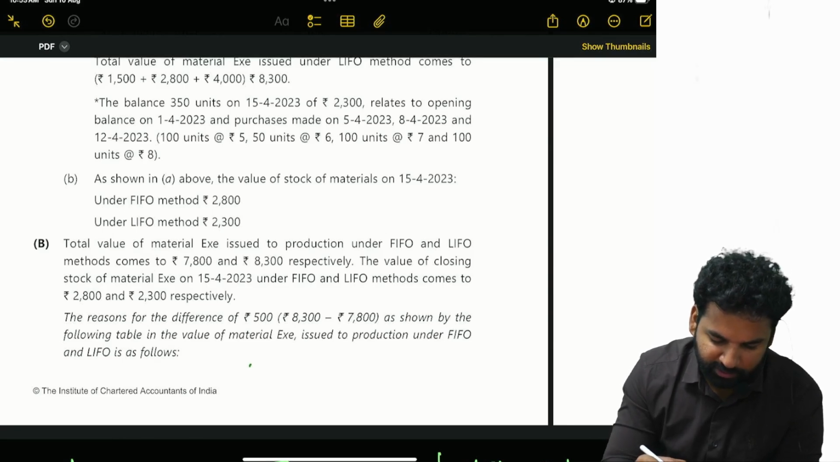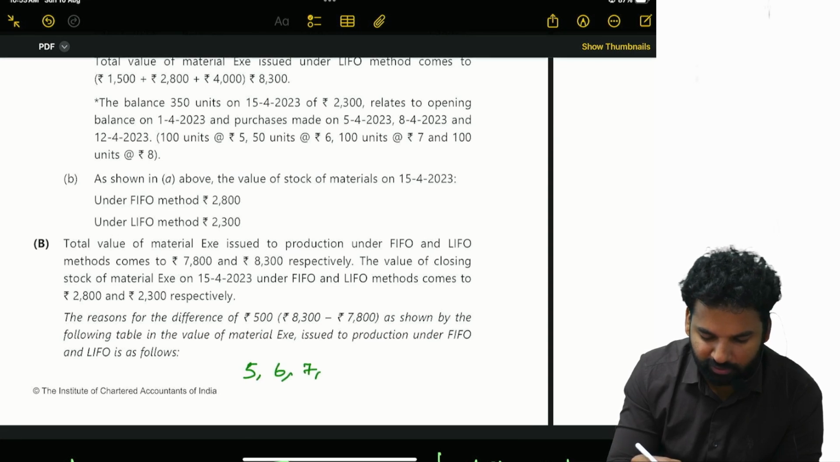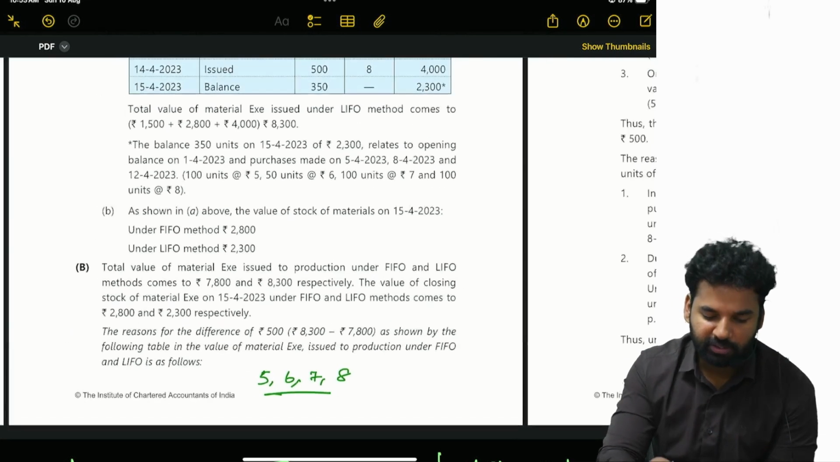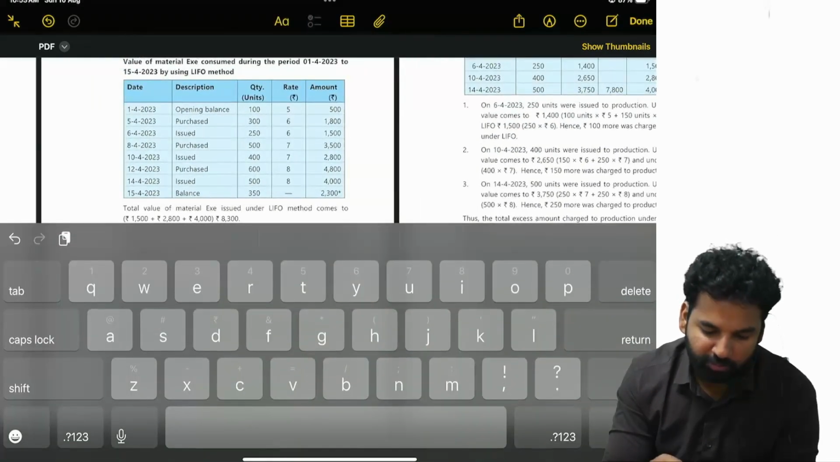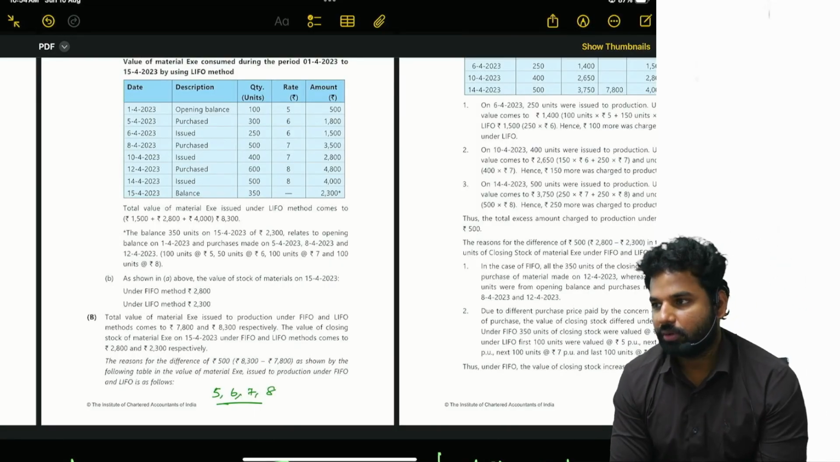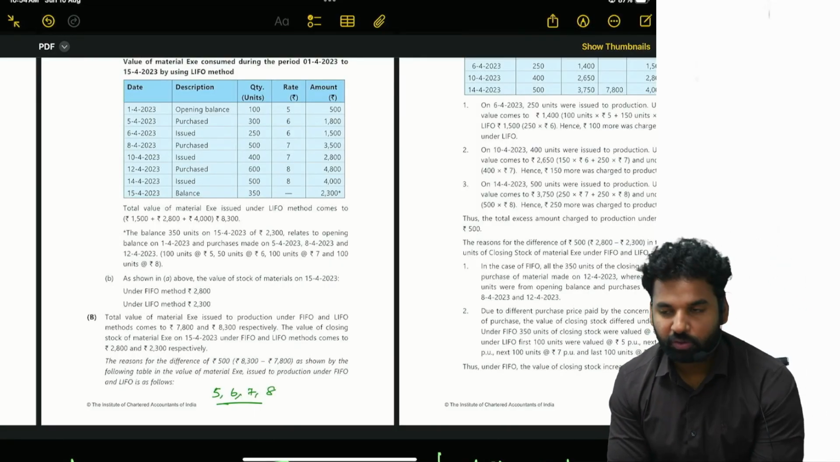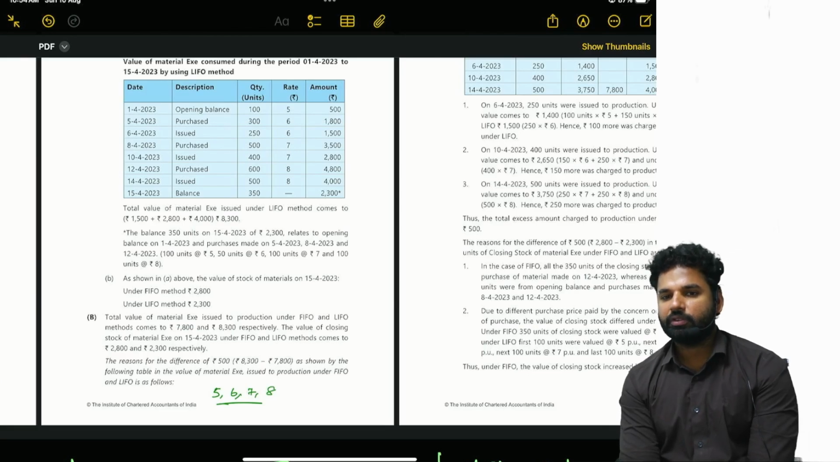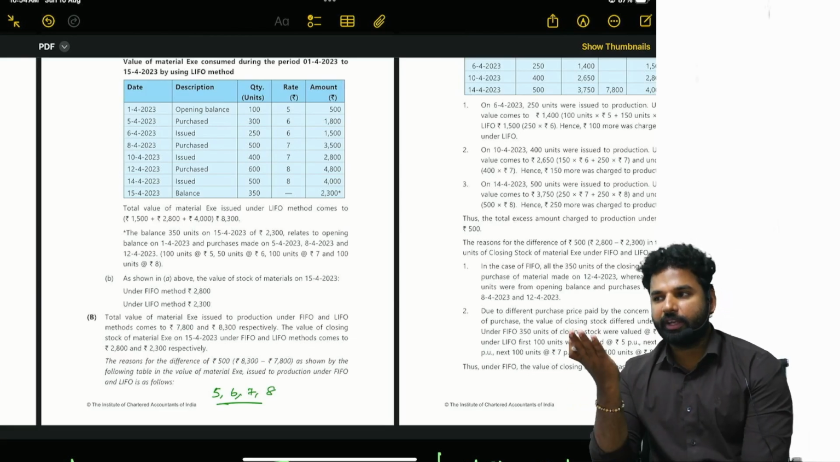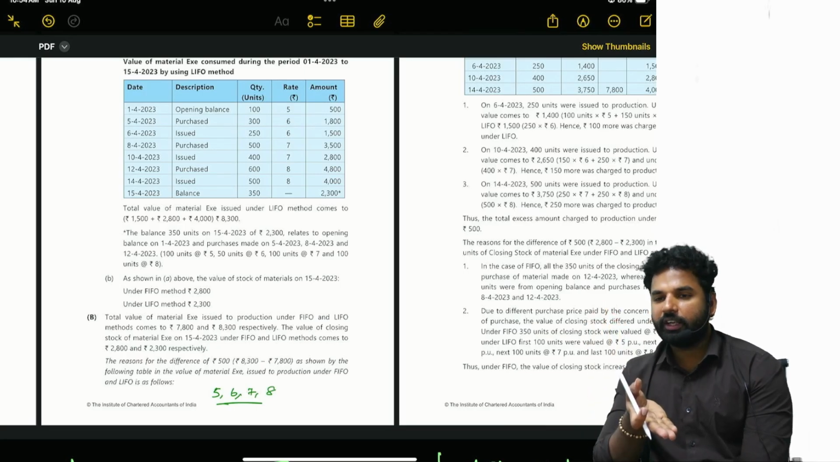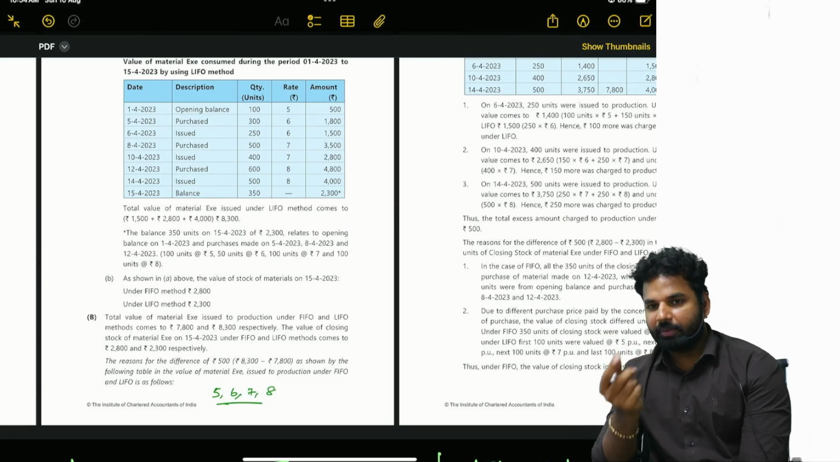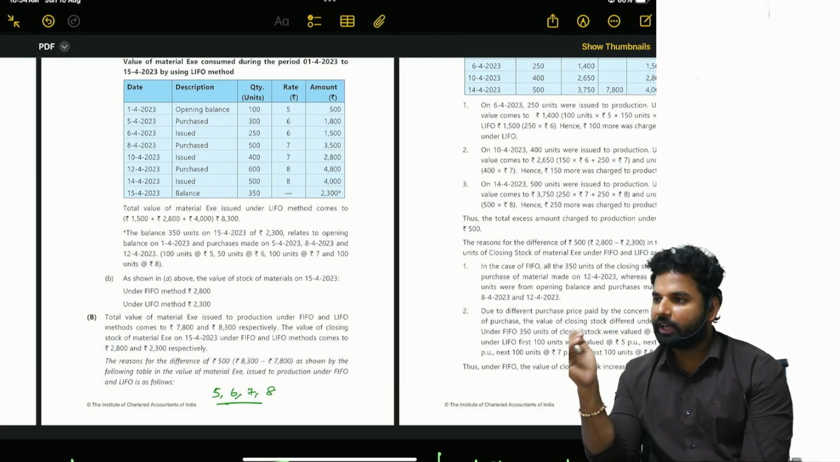At the same time, prices are in an increasing trend: 5, 6, 7, 8, same material, but the prices are inflationary. So when the prices are inflationary, obviously there will be a change between the two methods, FIFO and LIFO. When you go with the LIFO method, material cost will be higher. 7800 in FIFO, in LIFO it is 8,300. When the material cost is higher, profit will be lesser. So less profit will be shown, thereby taxes will be saved.